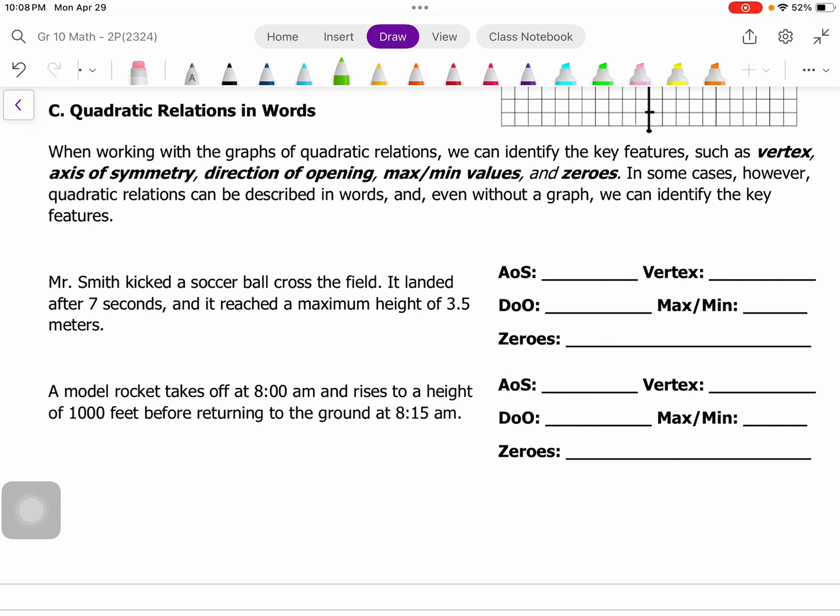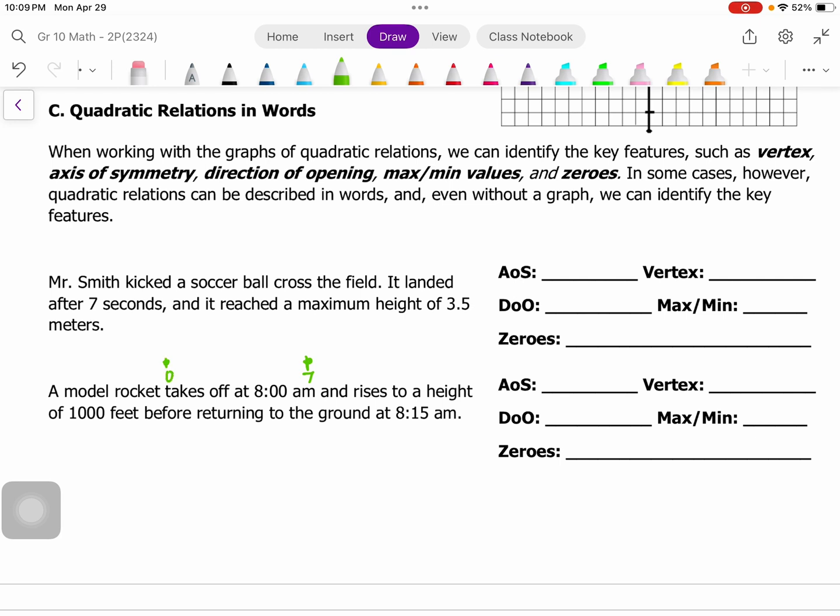So Mr. Smith kicks a soccer ball across the field. It lands after 7 seconds and reaches a maximum height of 3.5 meters. So sometimes it can be helpful to do a quick sketch. So when he kicks the soccer ball, it's on the ground and it lands again 7 seconds later. So it would be on the ground again. So this would be 7 seconds in. This would be at 0 at the start.